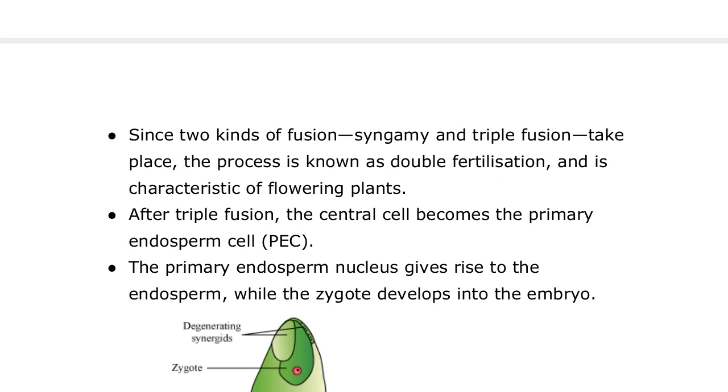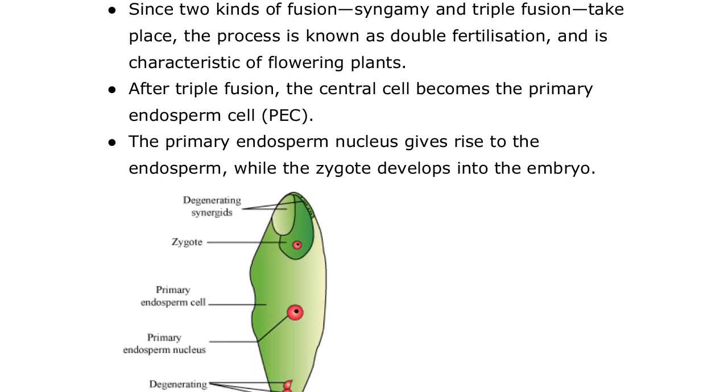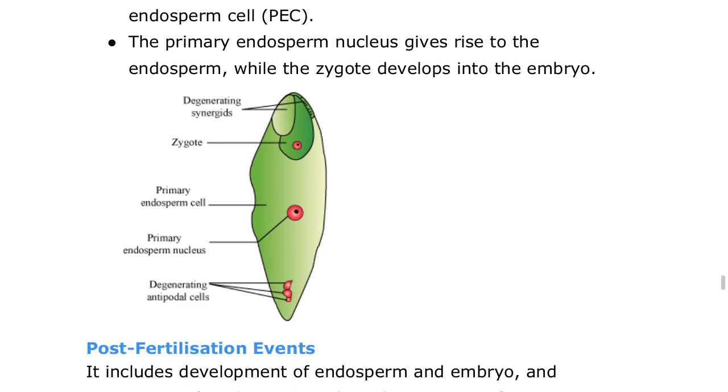This is termed as triple fusion. Since two kinds of fusion, syngamy and triple fusion, take place, the process is known as double fertilization and it is a characteristic of flowering plants. After triple fusion, the central cell becomes the primary endospermic cell. The primary endosperm nucleus gives rise to the endosperm while the zygote develops into the embryo.